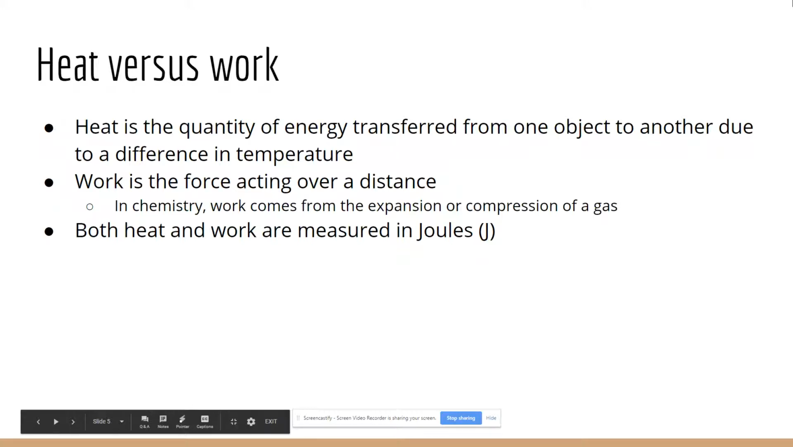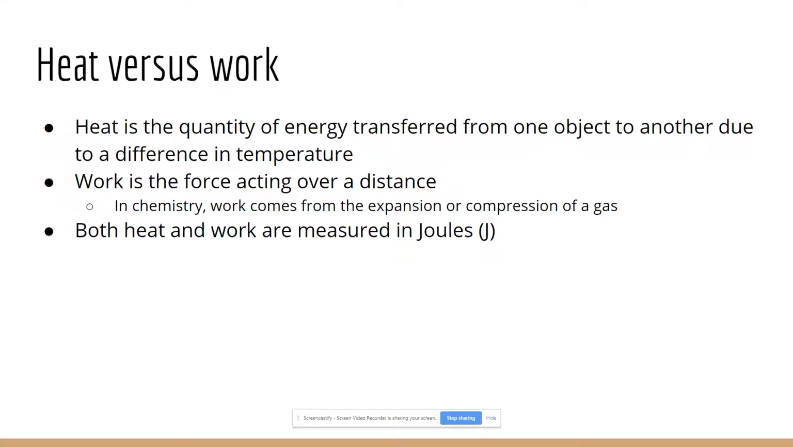Right, so we're going to talk a lot about heat in this chapter. Heat is the quantity of energy transferred from one object to another. A really important thing is that heat is not the same thing as temperature. Heat is an overall quantity, meaning if you have more of something, you have more heat, whereas temperature is an average quantity. So no matter how much of something you have, if the average kinetic energy is the same, they'll be at the same temperature.